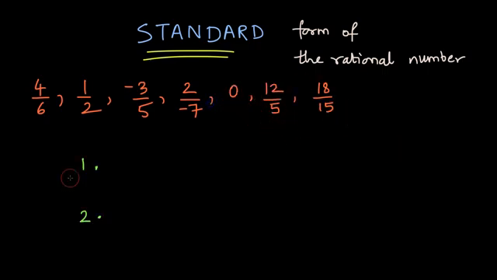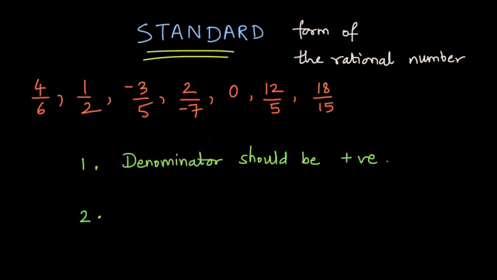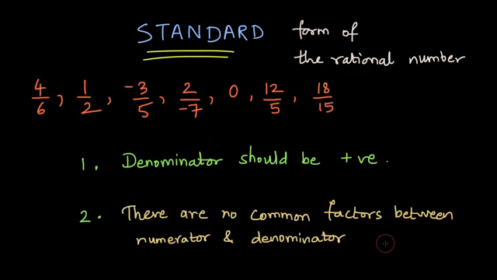Now there are only two things to be checked when we want to see whether the given rational number is in the standard form or not. The first thing is that the denominator should be positive. And the second thing is that there are no common factors between numerator and denominator except one. Now we will select the rational numbers in the standard form from the given list of rational numbers.